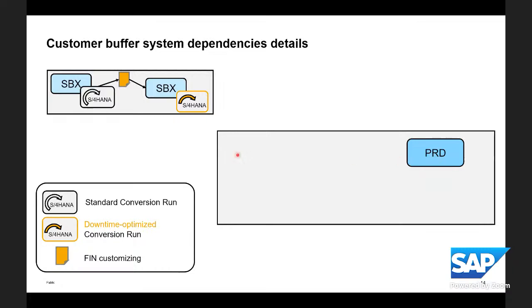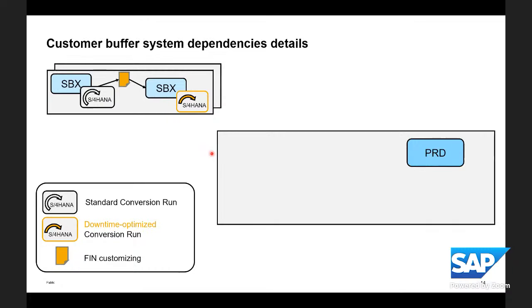So in this illustration, you may think, well, we have this fin customizing. We just use it for this test run, and we use the same transport for the productive system. But you have to consider that the first test run may be half a year before you start the downtime optimized conversion. So if you would use this fin customizing, you would have a freeze period of half a year. That is probably not what everyone wants.